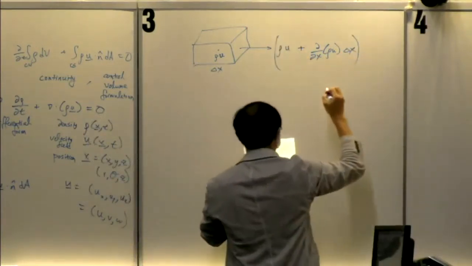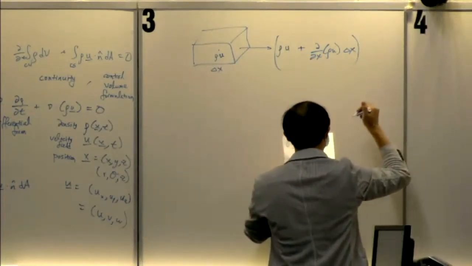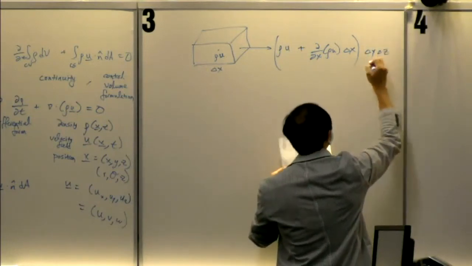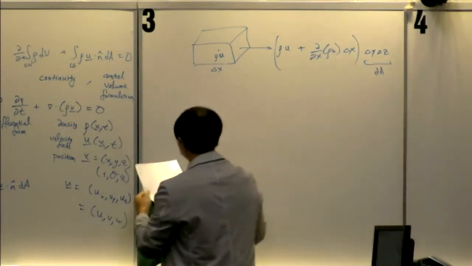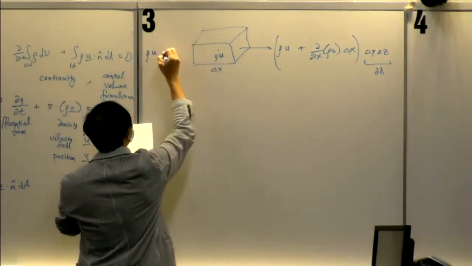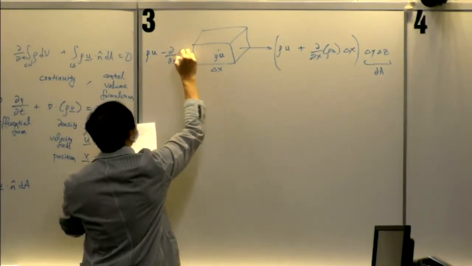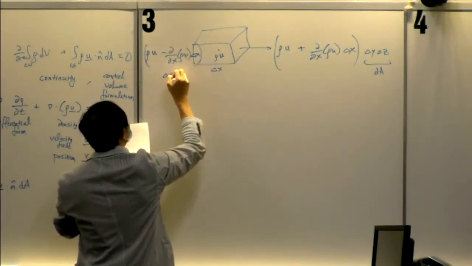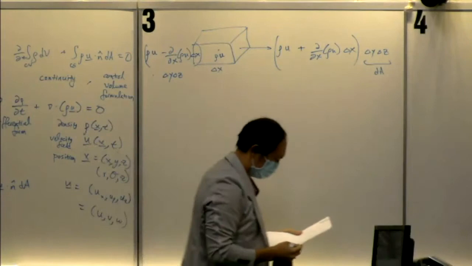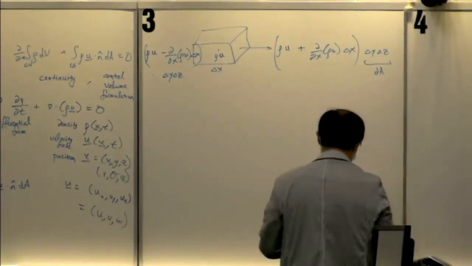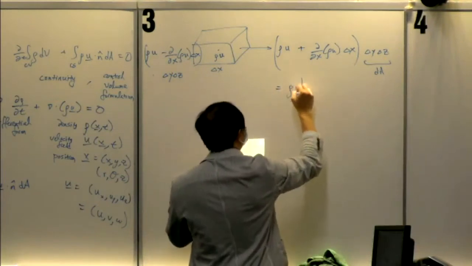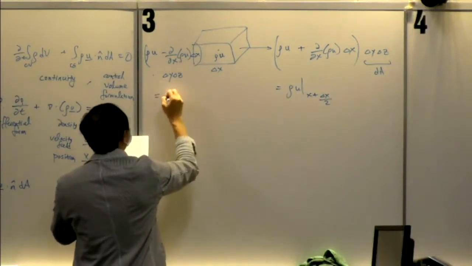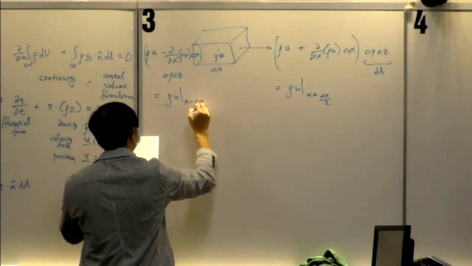Okay. And we're actually going to multiply by the area of the face, and that's delta y, delta z. And similarly for the left-hand side, we have rho u minus d/dx of rho u times delta x, times delta y delta z. And you can also just consider this to be saying that this is rho u evaluated at the position x plus delta x over 2, and this is rho u evaluated at x minus delta x over 2.